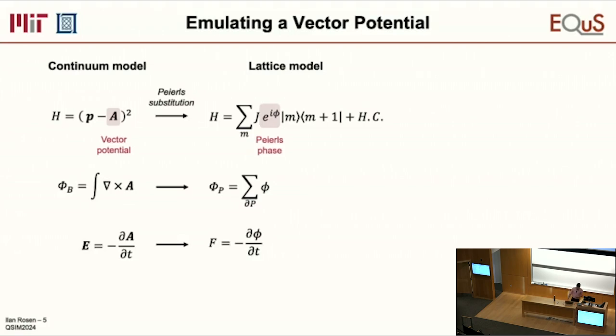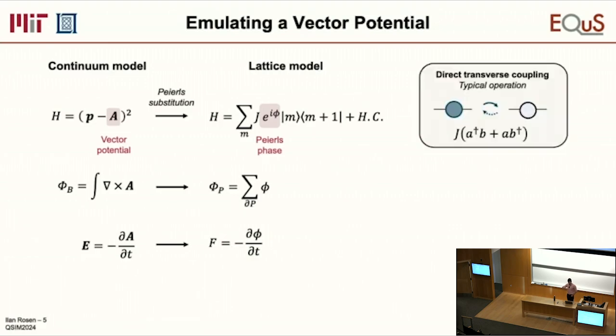And we can also think of Faraday's law of induction, right? If we start taking time variation of these phases, then we should get an electric field, or a synthetic electric field. So this gives us a recipe to realize a synthetic electromagnetic vector potential in a superconducting processor. We just have to figure out how to do it.